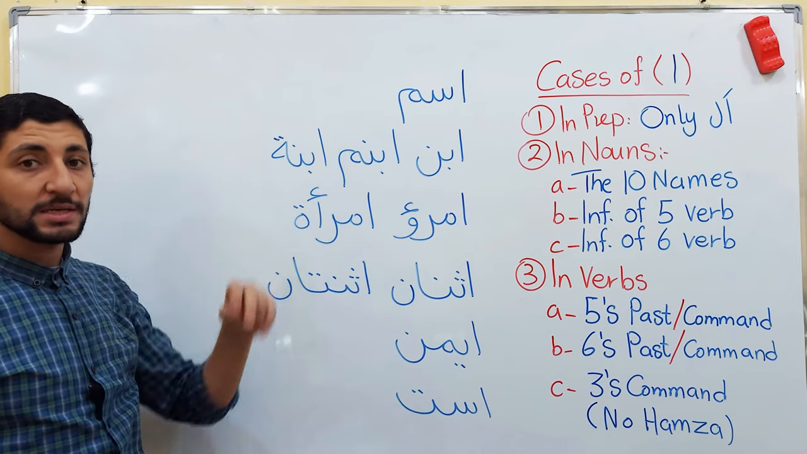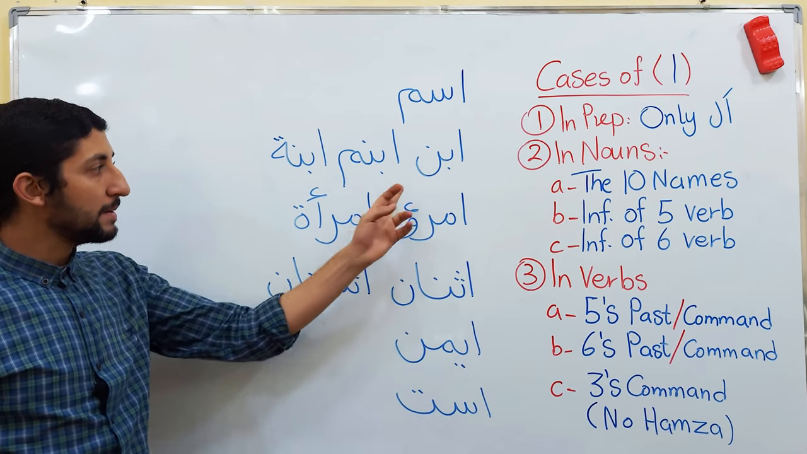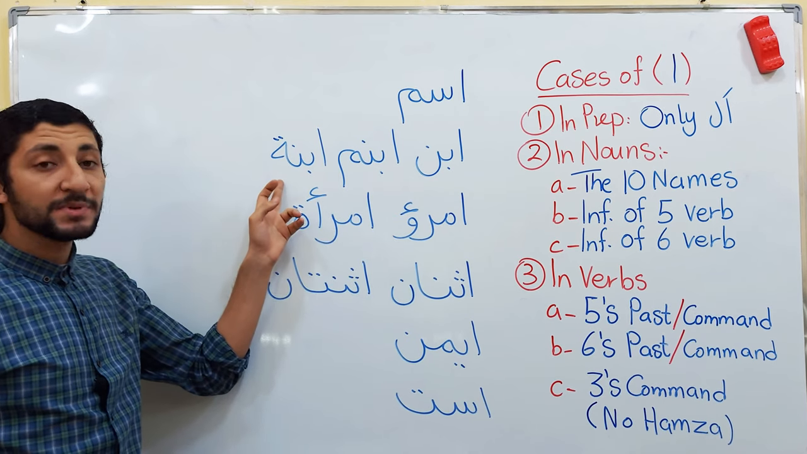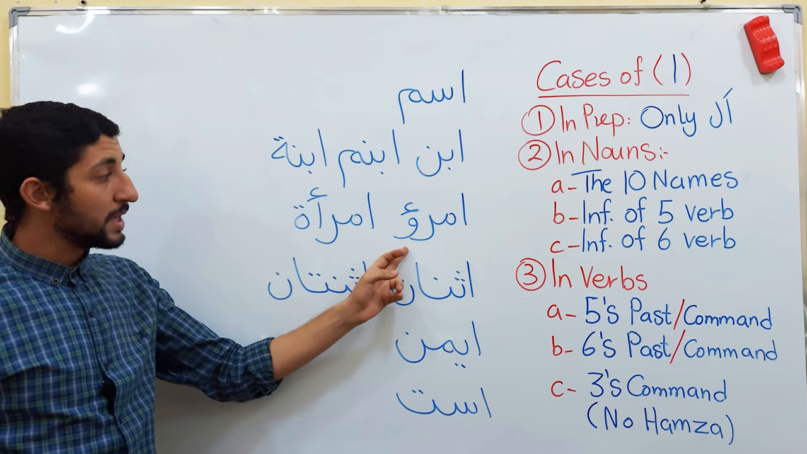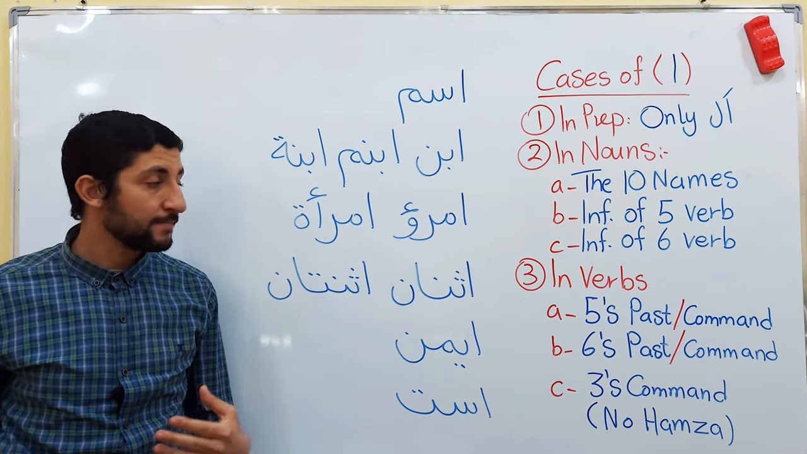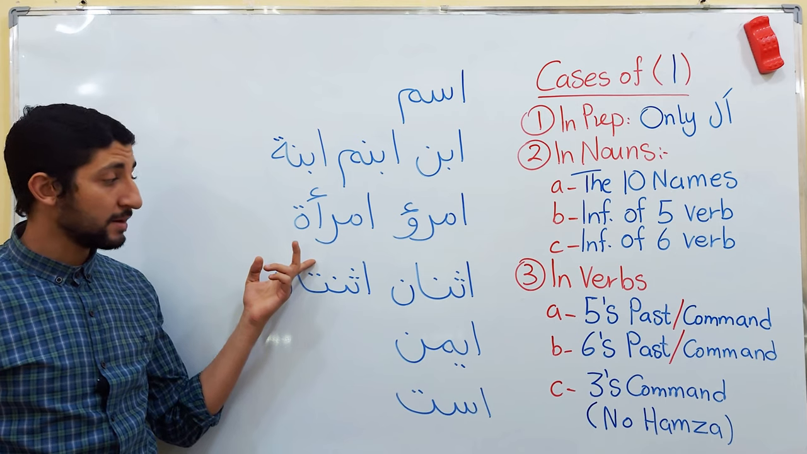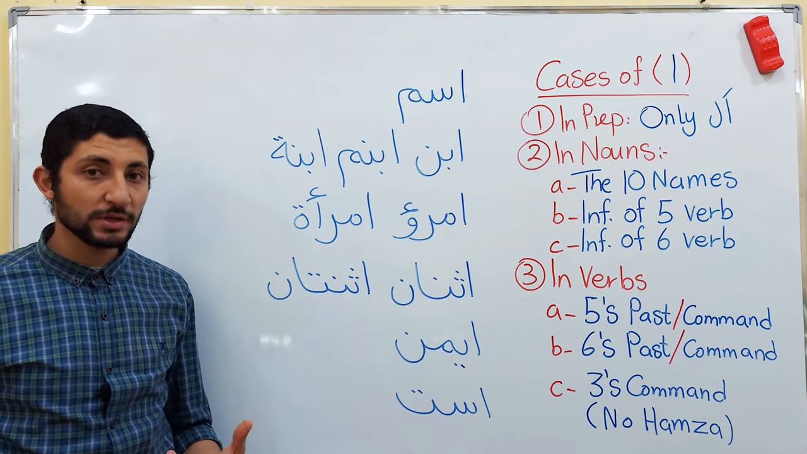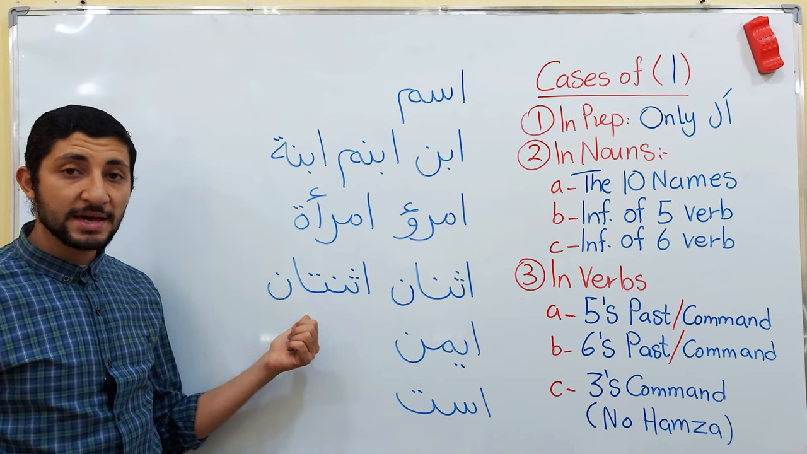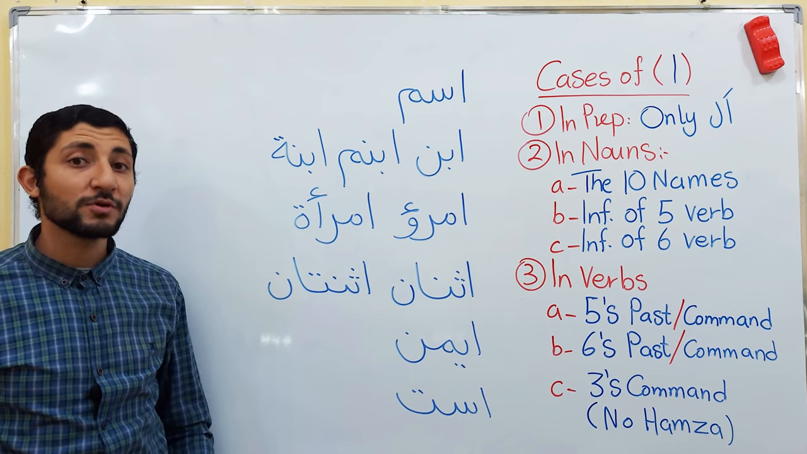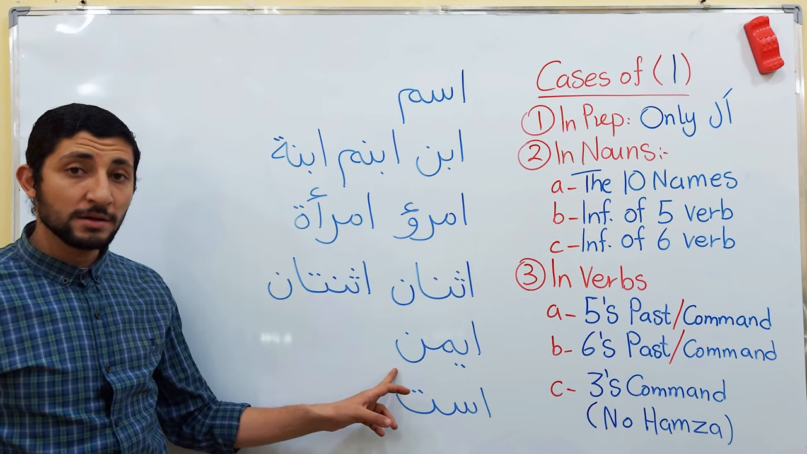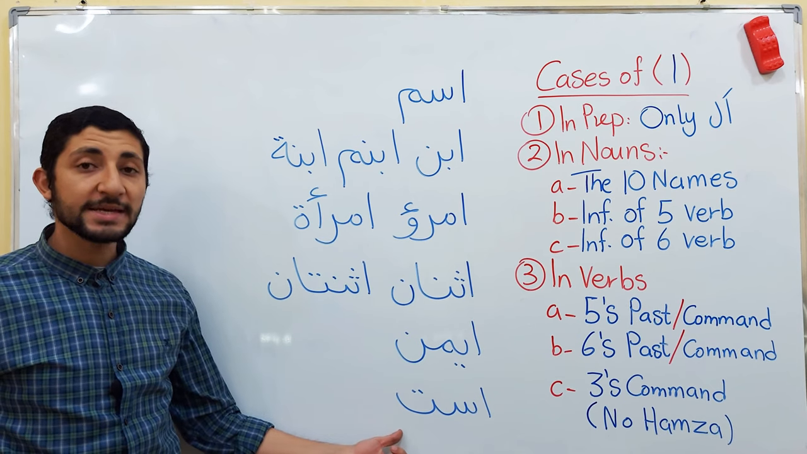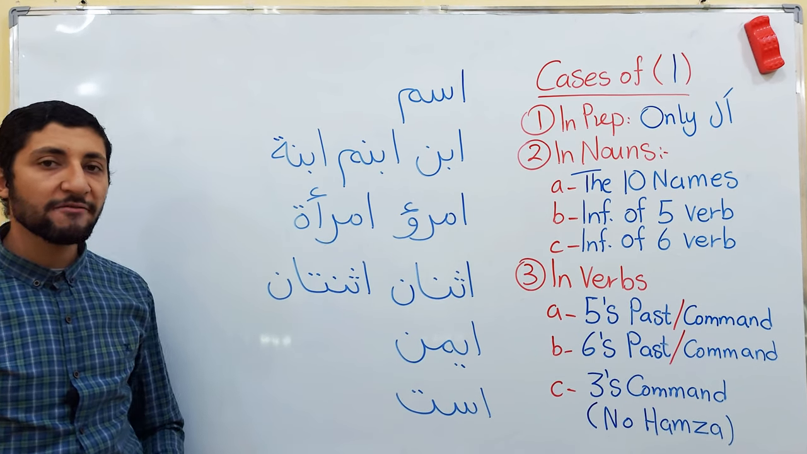اسم means a name or a noun. ابن, a son. ابن, also a son. ابنه, a daughter. امرأ means a person or a man. امرأة, a woman. اثنان, this is the number two, but for masculine. اثنتان, the number two, but for feminine. أيمن, it's used for swearing when you are swearing with God. And lastly, است, it means a base or a foundation.